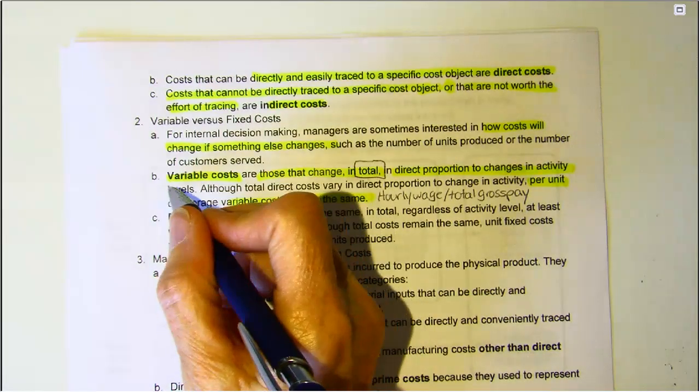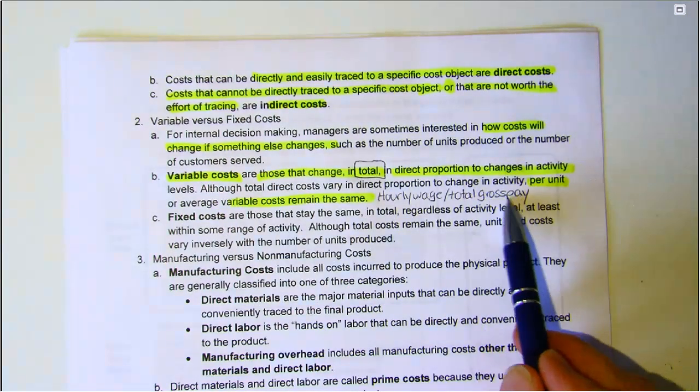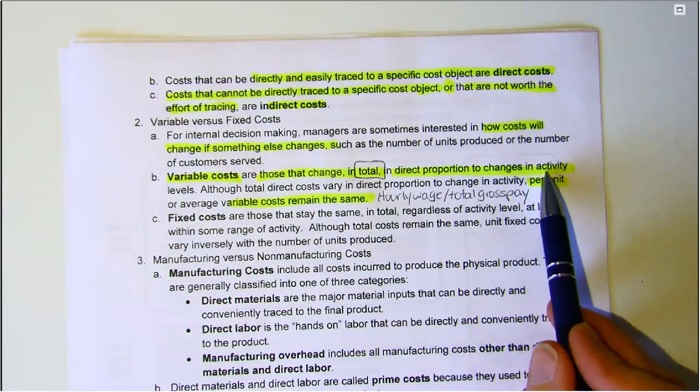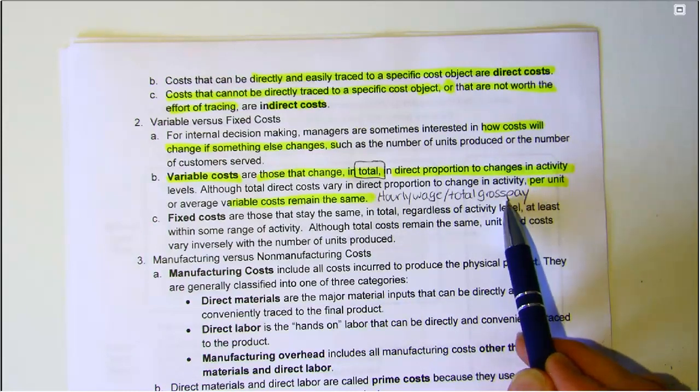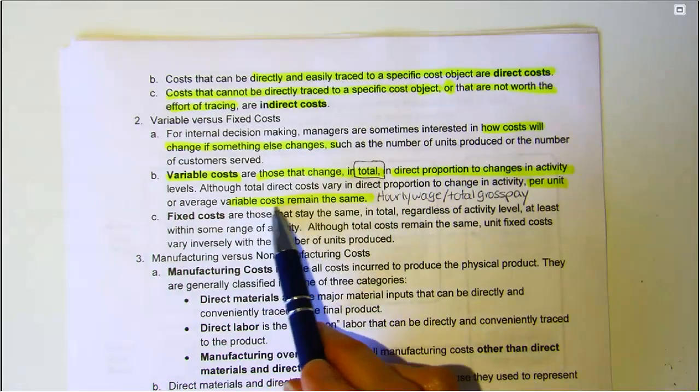So the example of the variable cost there that changes in total is your total gross pay. That's dependent on the number of hours you work. That would be the change in activity. So the more hours you work, the larger the pay. There's a direct proportional change in your gross pay compared to the change in activity represented by hours. However, your hourly wage does not change as long as you stay at 40 hours or under. Your hourly wage remains the same.